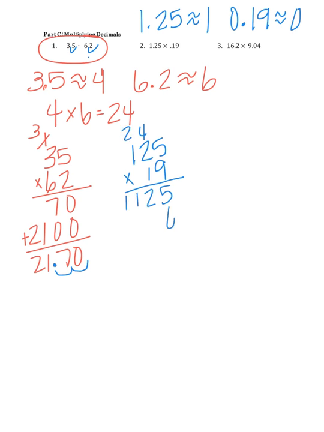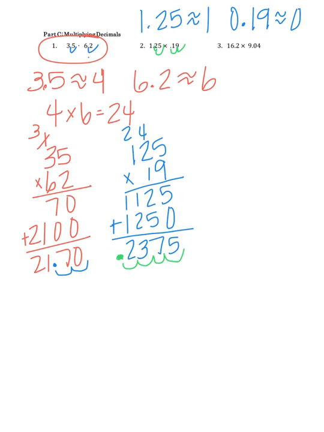Add our 0 as our placeholder. And we add. Now we go back to our original factors and we count place value. We have 2 decimal points plus 2 more to get 4 decimal points total. Starting from the far right in our product, we have 1, 2, 3, 4 decimal places.